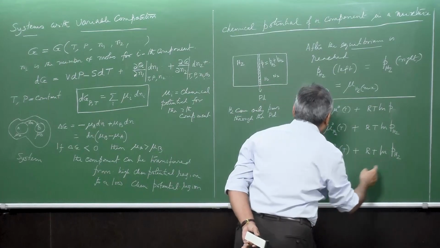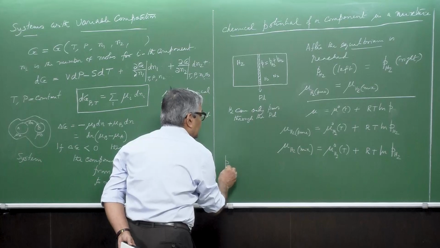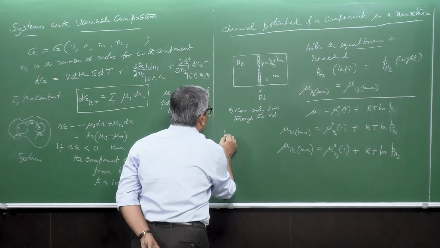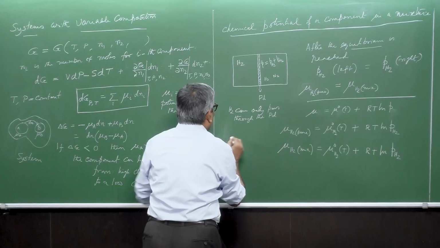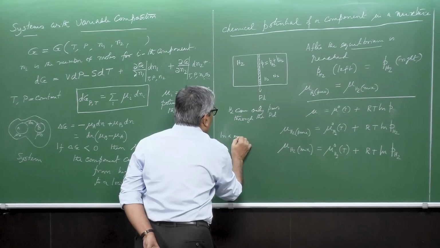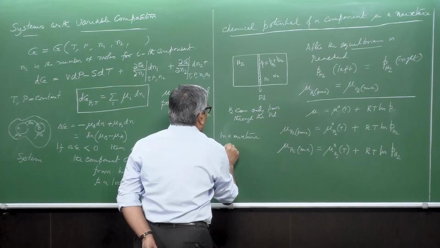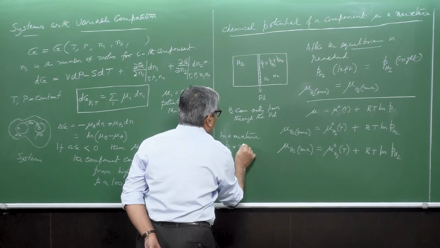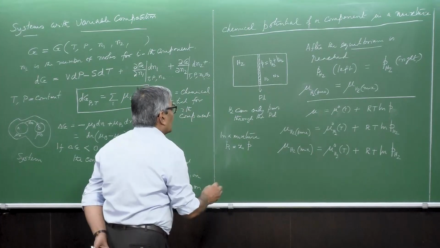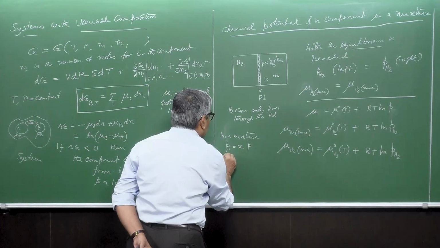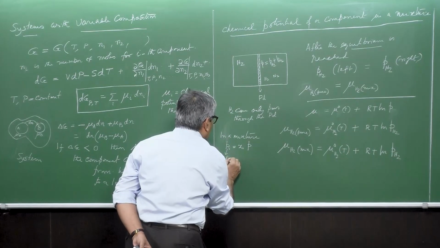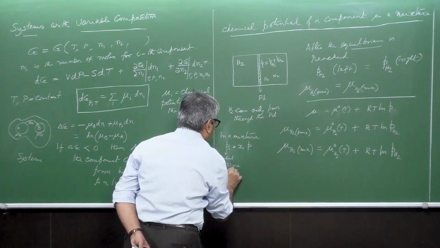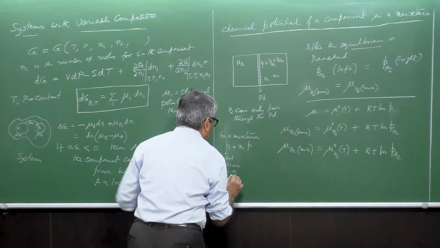Another thing I know is that the partial pressure of any substance in a mixture, Pi, is equal to Xi times the total pressure, where Xi is the mole fraction of the ith component and Pi is the partial pressure of the ith species.